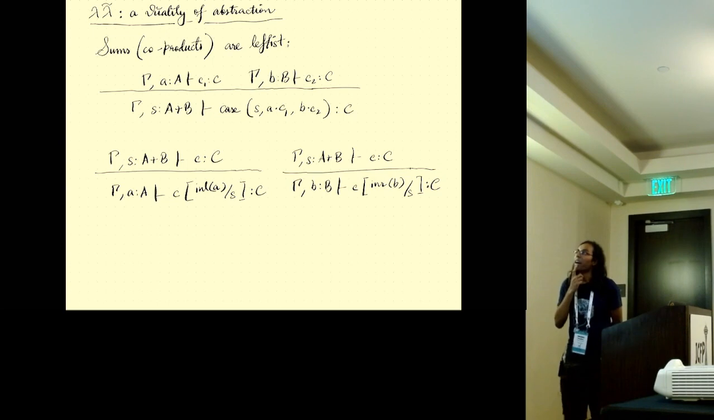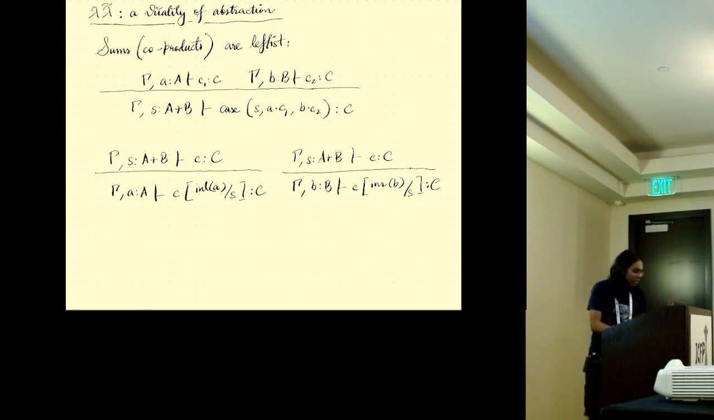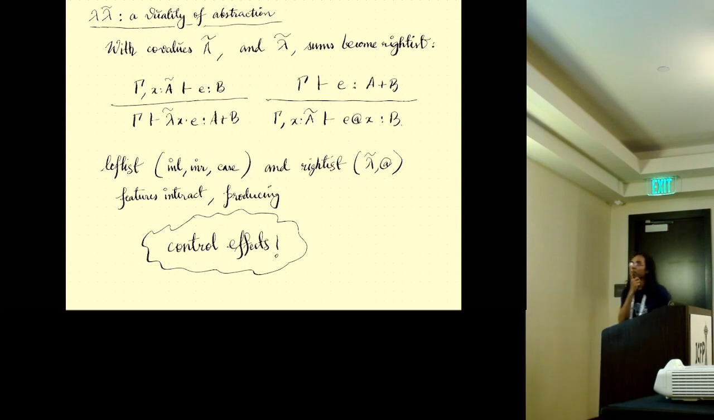Okay, and if you think about sums, they are always leftist. So sums have case and in left and in right, and you can only eliminate sums from the left. So you have a sum on the left and you case it and get out, and if you want to invert this rule, you use in left and in right and use substitution. So sums are leftist, but when I add duals, these sums now become rightist.